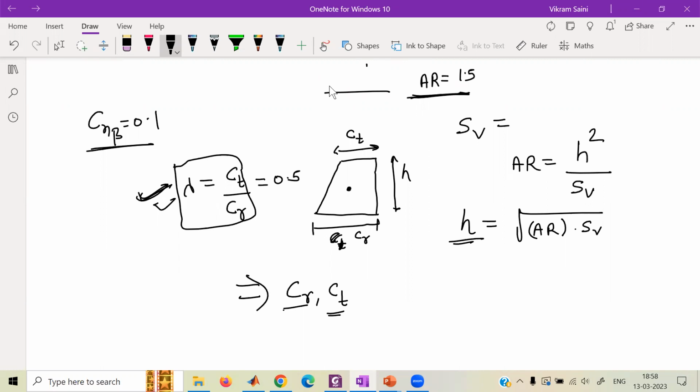Assume that height is known to you. Height is known to you, aspect ratio is known to you, lambda is known to you, area SV is known to you. What are the unknowns? CR and CT.